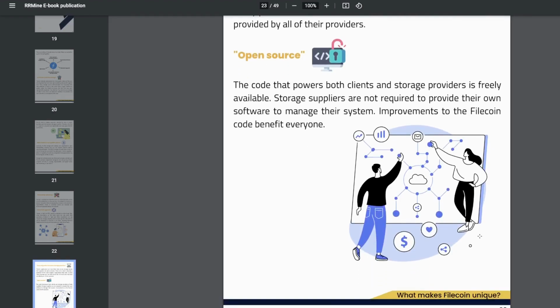The code that powers both clients and storage providers is freely available. Storage suppliers are not required to provide their own software to manage their system. Improvements to the Filecoin code benefit everyone.